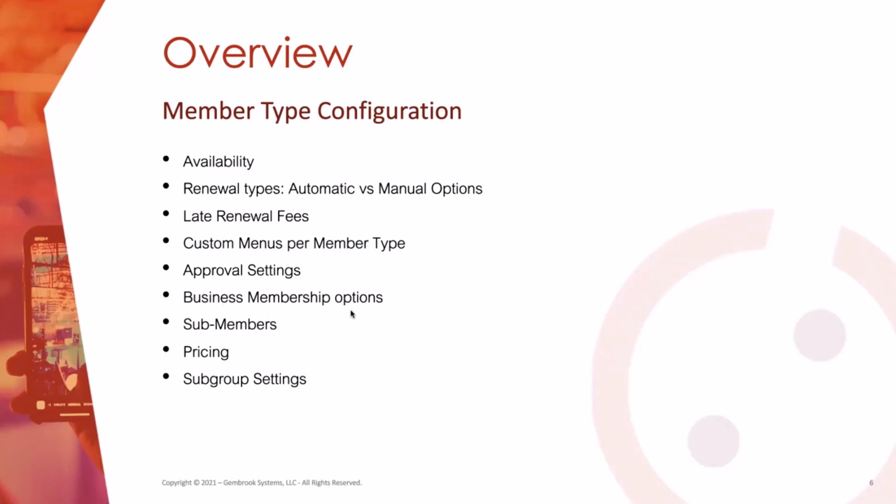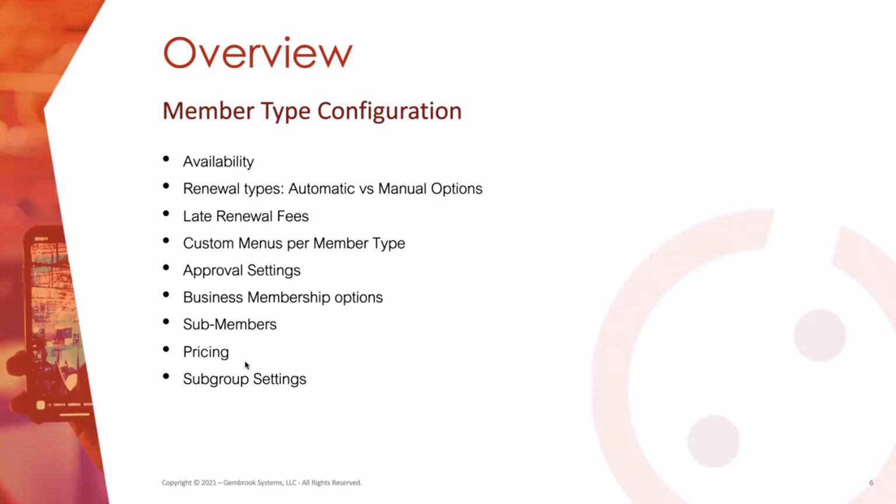Speaking of business memberships with sub members and employees, we'll also talk about the sub member options. So that is something a few of our organizations use where you have one primary member, and then there are other members as a part of that organization or a part of that membership where they are members at a lower level to their primary. And there's a few things that the primary can control for that sub member.